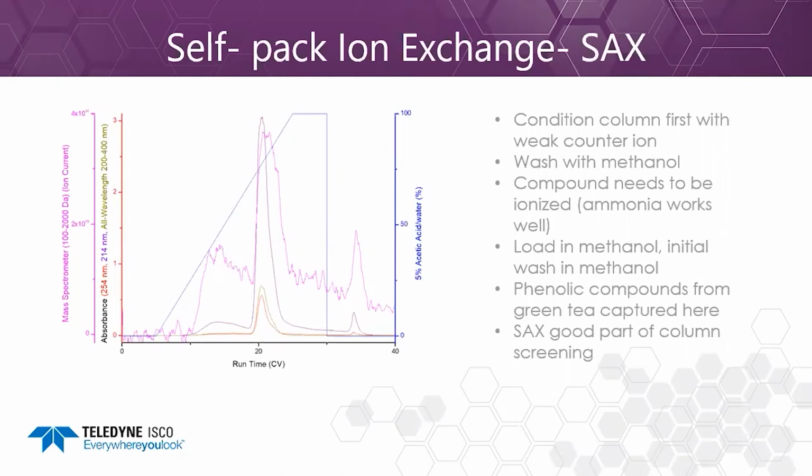Compounds captured from ion exchange are greatly enriched due to removal of neutral and basic compounds in the strong anion exchange. You could do a fairly heavy load. This column was 0.5 gram of crude extract to about 15 grams of strong anion exchange resin. And this has to be done as a liquid load so that the compounds are ionized.